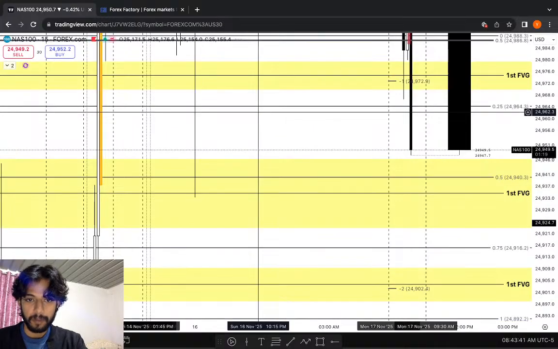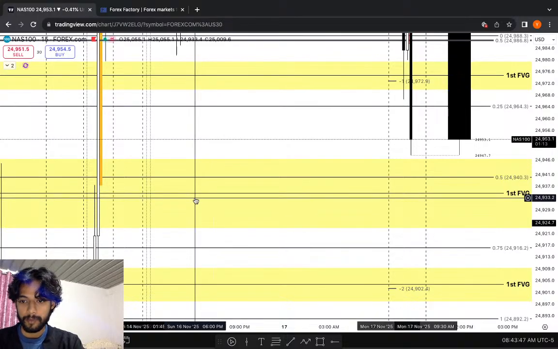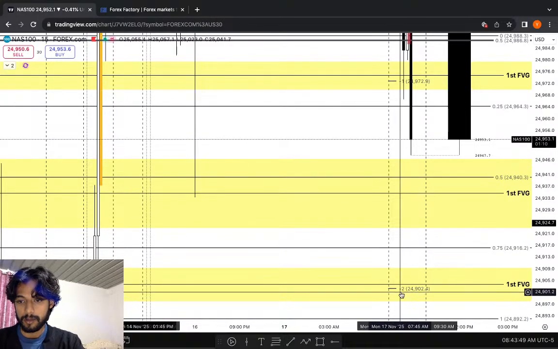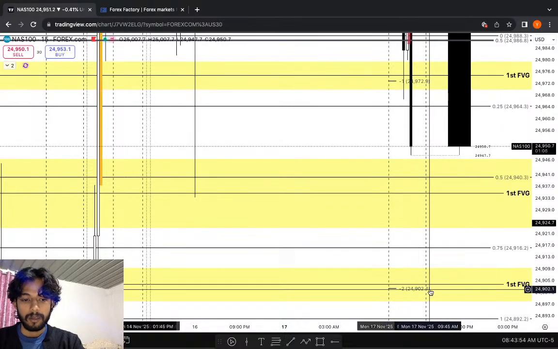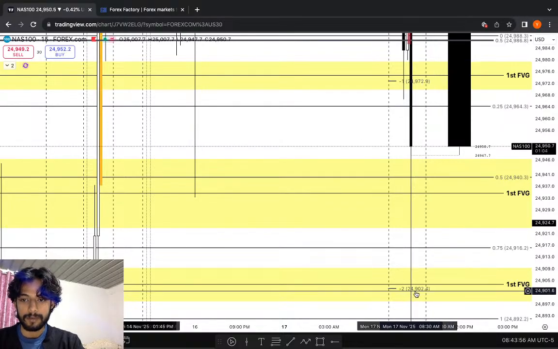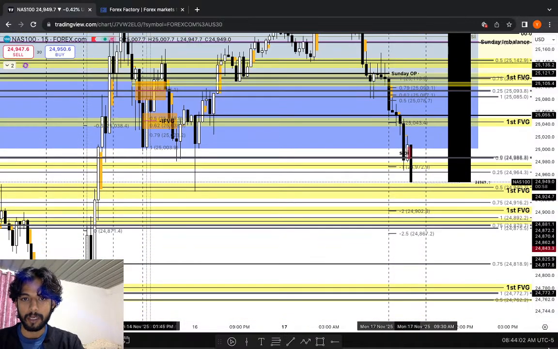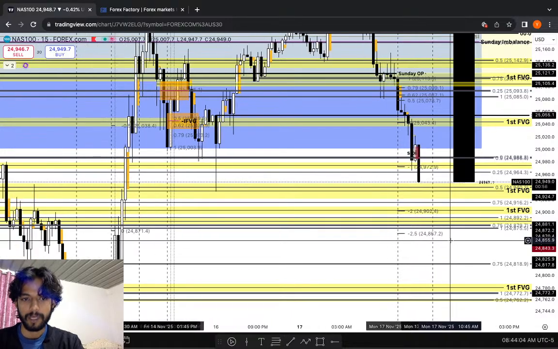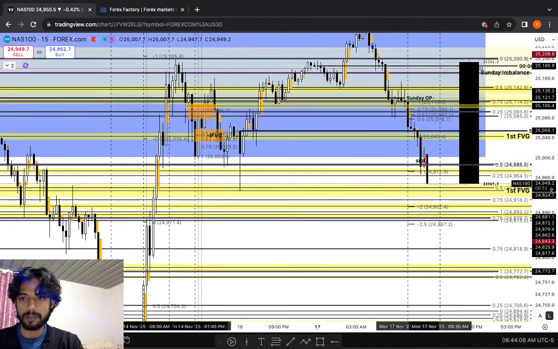Let's check the 15-minute. We have this low right here, which is around 24,933, and then around 30 points more, we have this standard like -2 right here. Let's see if we can get here. That will be a really discounted price, a discounted area, and we can expect some kind of move higher to shake out the sellers.